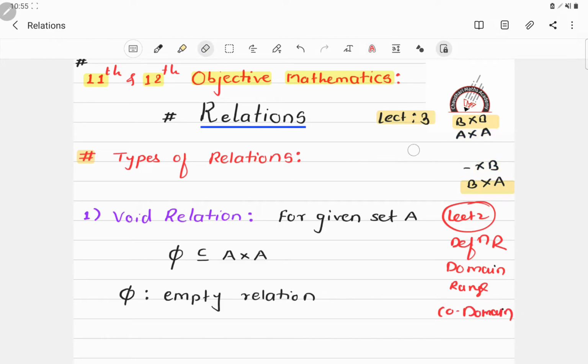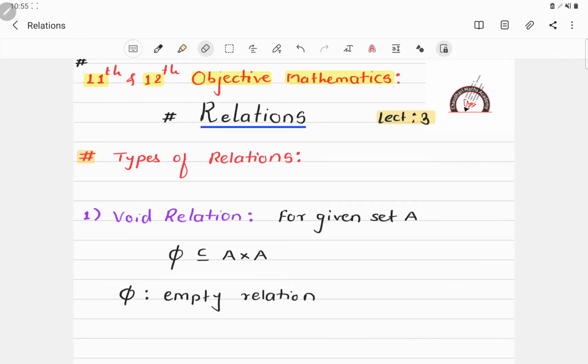Now this is the time to increase more knowledge related to relations, in which I am going to add different types of relations.